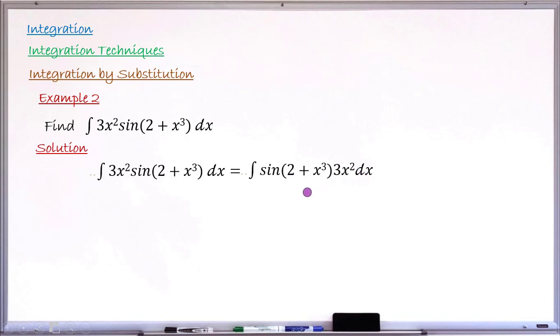So I will continue. I'll now let what is in the bracket, that part that contains the function of a function, the inner function, be your u. So I'll let u be 2 plus x cubed. Then I'll find the derivative of this function u, which will give me 3x squared. 3x squared will be the derivative of the function u. Then I'll make du the subject by cross multiplying. That gives me du equals 3x squared dx.